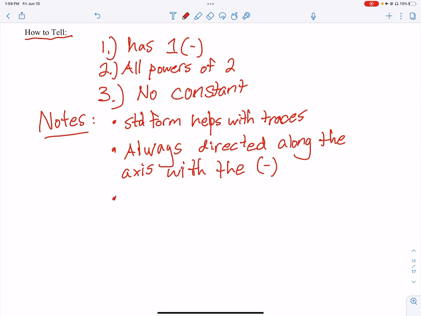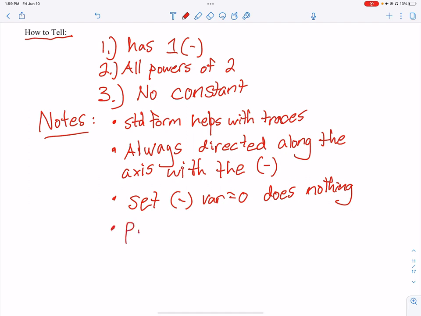Again, for this one, setting the negative variable to 0 does nothing. If you were to plug that in and set it equal to 0, it's hard to get anywhere with that and understand what should be graphed. Okay, so this is what is useful.